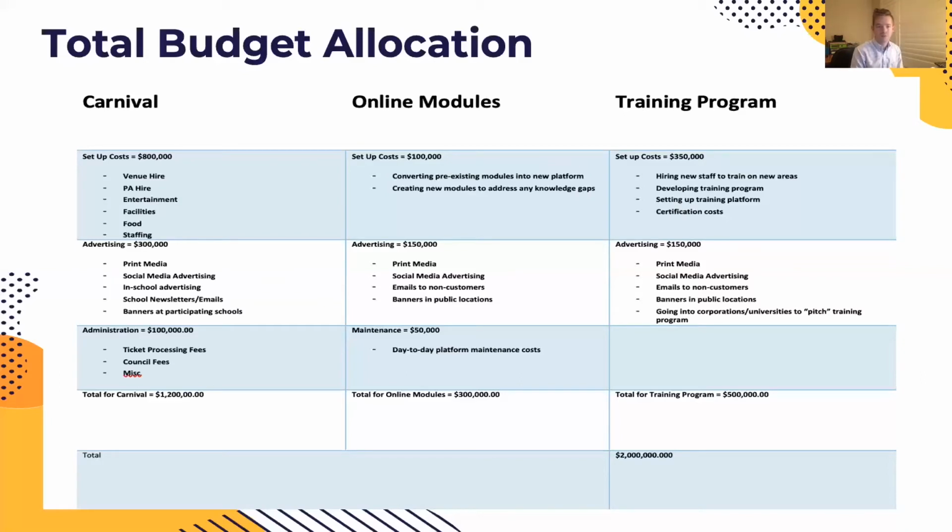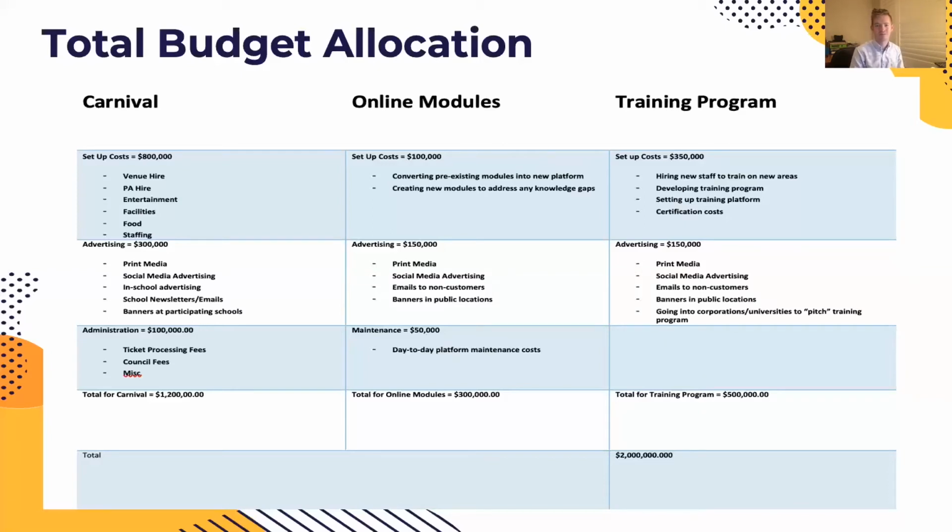Similar to the carnival, we've allocated about $50,000 in just maintenance fees because the modules will be taught online. There will need to be day-to-day maintenance of whatever platform Life Education believes is the best and most suitable to run these programs for. Now hand over to Tommy, who's going to explain the first Blue Ocean strategy, that being the carnival.